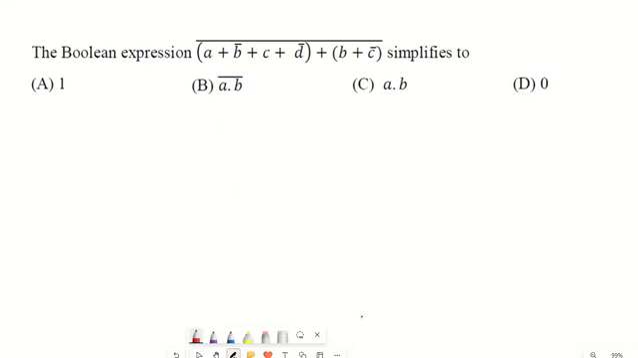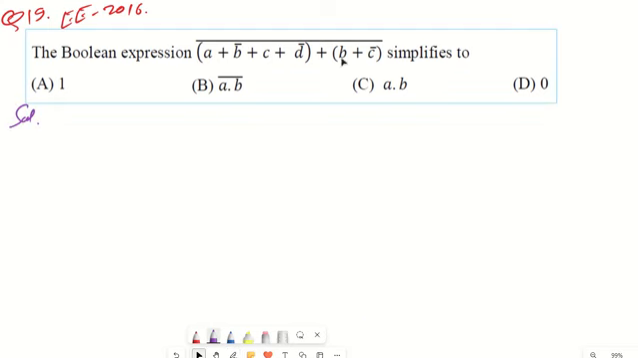Alright, let us take another question. This is going to be question number 19, asked in Electrical Engineering 2016. The question is, we have this expression, and what will be the simplified solution for this?